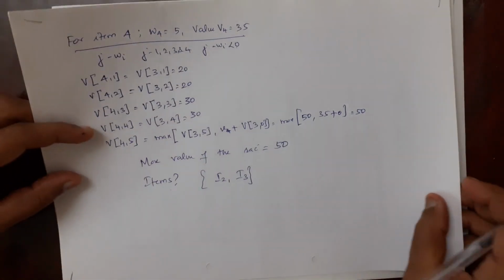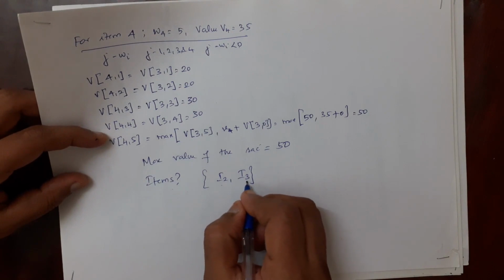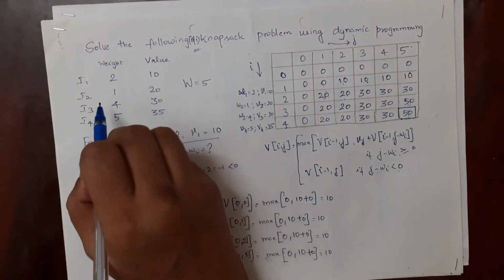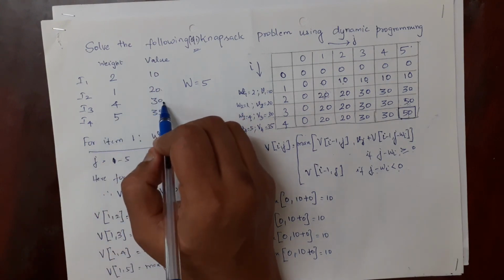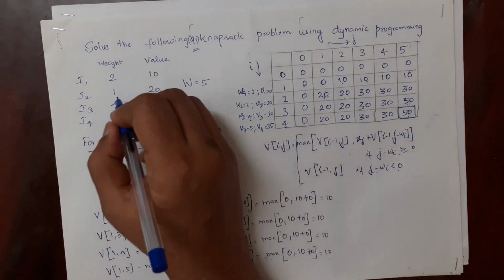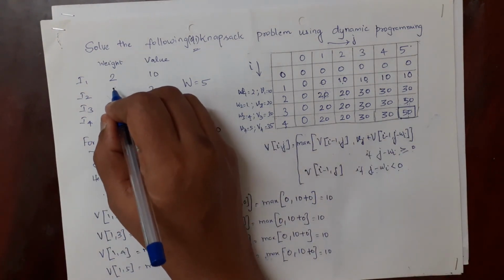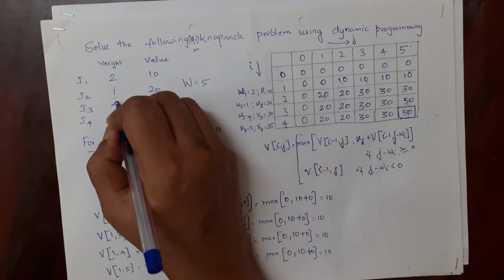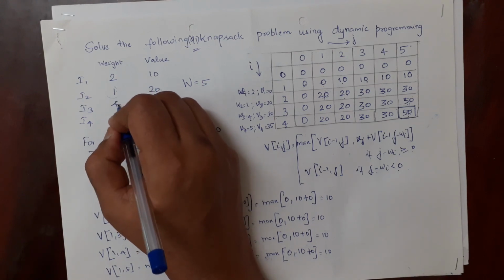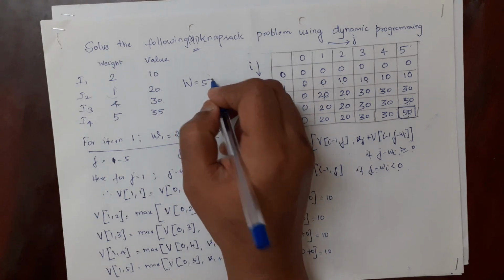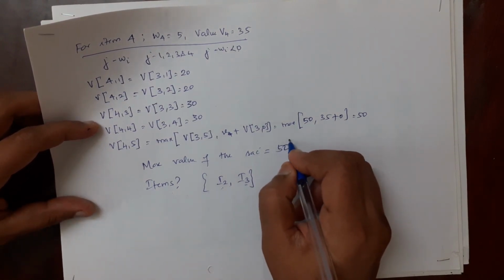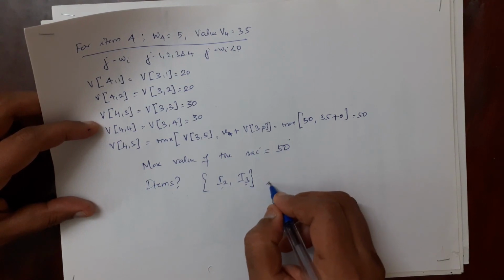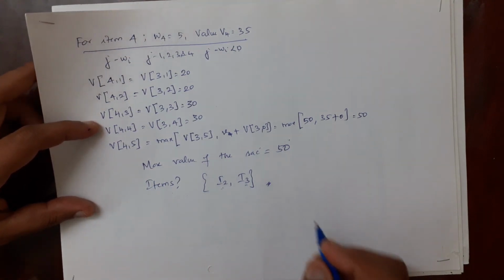Now see here, the items that have been included are I2 and I3. The value of item 2 is 20. The value of item 3 is 30. 20 plus 30 is 50. We are getting the same. And also the weight: item 2 is 1, the weight of item 3 is 4. 1 plus 4 is 5, that is the maximum capacity of the sack. So we have filled the sack with the items I2 and I3 with the maximum value of 50. This is the solution to the given knapsack problem. Thank you.